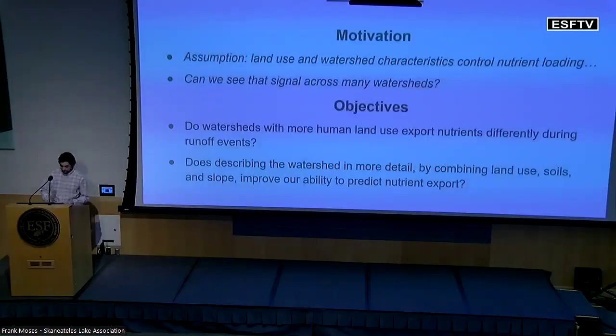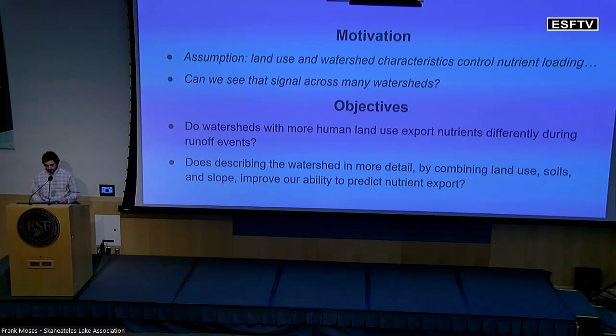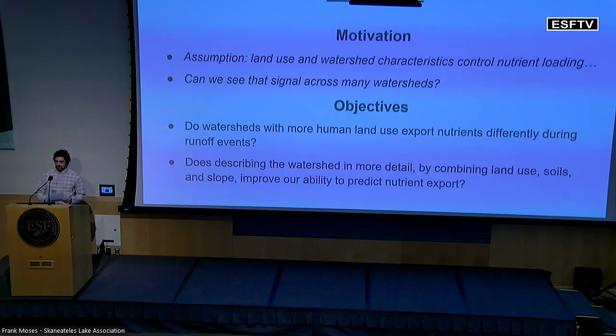Our objectives were twofold. First, we asked whether watersheds with more human land use export nutrients differently during runoff events. Second, we test whether describing watersheds in more detail improves our ability to predict nutrient export. And so here, detail refers to the spatial scale of land use, which I'll get into.